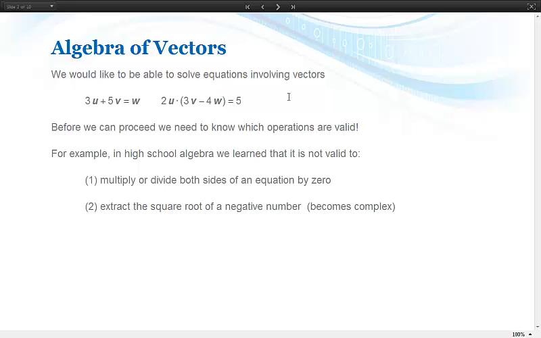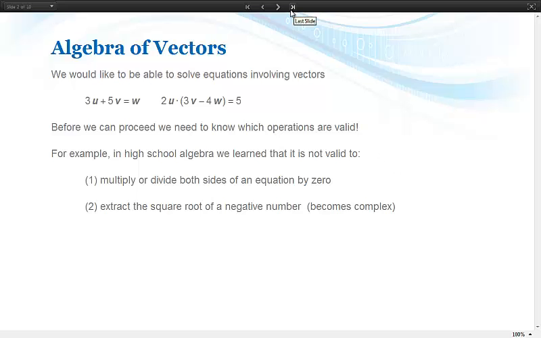But before we can proceed to solve equations like this, we need to know which operations are valid, which ones will produce real solutions and not false solutions. For example, back in high school algebra, we learned some invalid things to do. It's invalid to multiply or divide both sides of an equation by 0 because we can make any two things equal that way, because both sides will come out 0. It's also illegal to extract the square root of a negative number unless, of course, you're dealing with complex numbers.